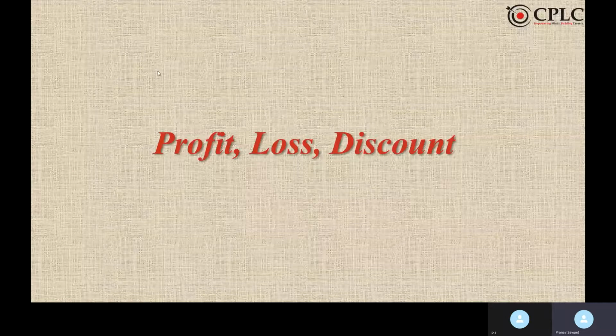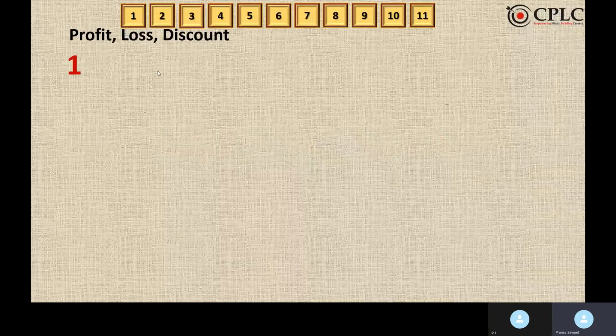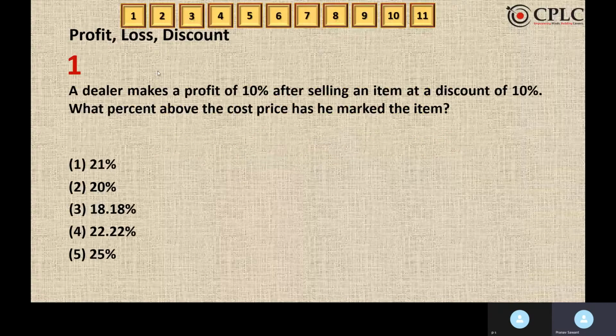Some questions of profit, loss, and discount. First question says a dealer makes a profit of 10% after selling an item at a discount of 10%. What percent above the cost price has he marked the item?